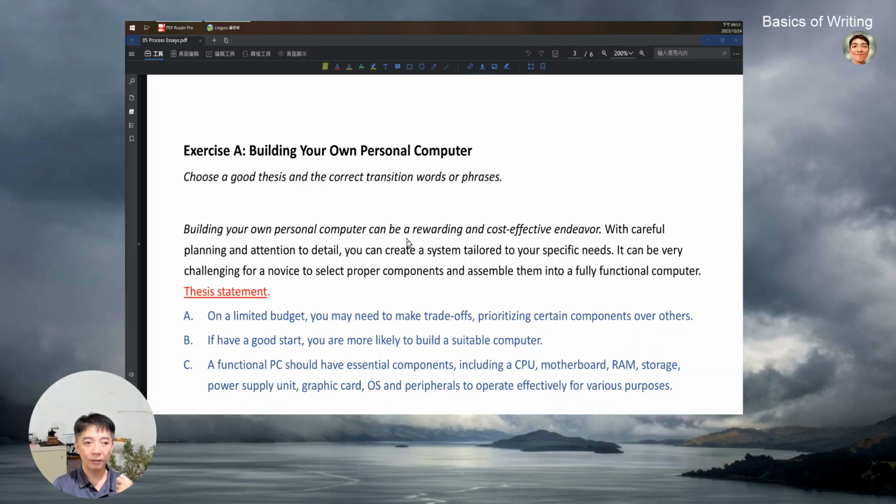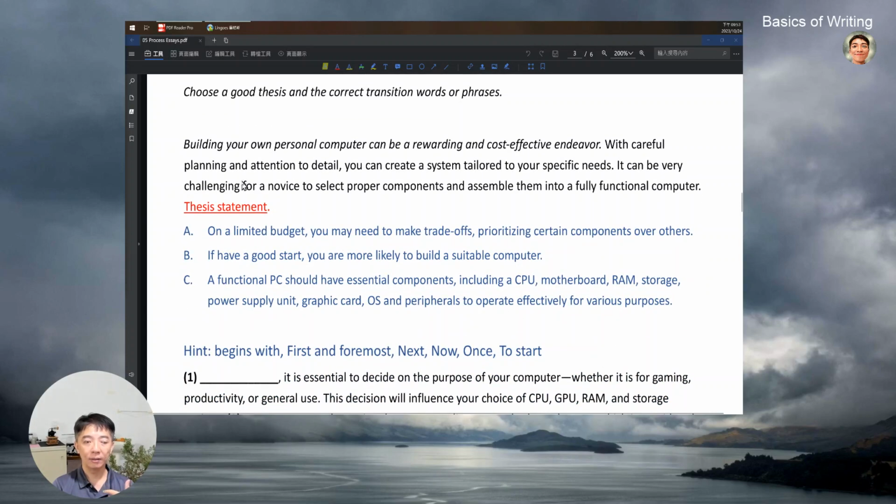And then you have two exercises to test your knowledge of the transitional words. The first article is about building a personal computer. I used ChatGPT to write an essay for you, and I corrected it a little bit. So this is not completely written by a robot. I also gave the computer some prompts and modified this article a little bit. The whole article is in your handouts.